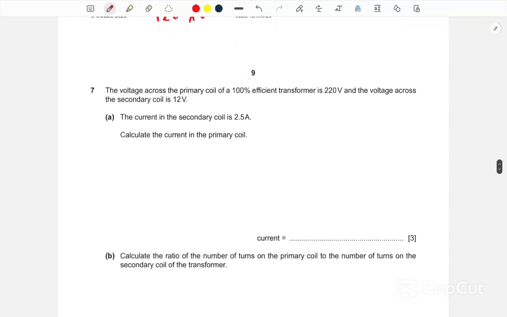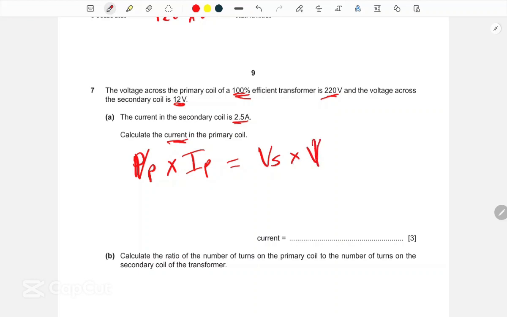Question 7. The voltage across the primary coil of a 100% efficient transformer is 220 volts, and the voltage across the secondary coil is 12 volts. The current in the secondary coil is 2.5. Calculate the current in the primary coil. So in a 100% efficient transformer, the primary voltage times the primary current is equal to the secondary voltage times the secondary current.